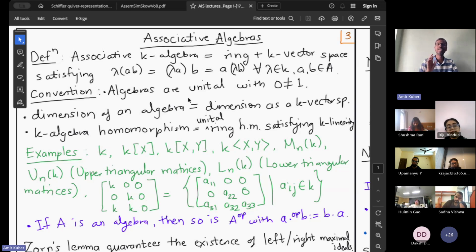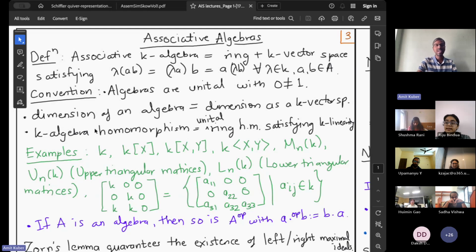All our algebras will be unital. They will have a multiplicative identity. You will soon see why. And 0 is not equal to 1, so they contain at least 2 elements. The dimension of an algebra is the dimension of the underlying vector space; the multiplication structure does not play any role there. A homomorphism between them is a unital K-algebra homomorphism, which means it should preserve 0, 1, addition, multiplication, and scalar multiplication. So it's a K-linear map which is also a ring homomorphism of unital rings.